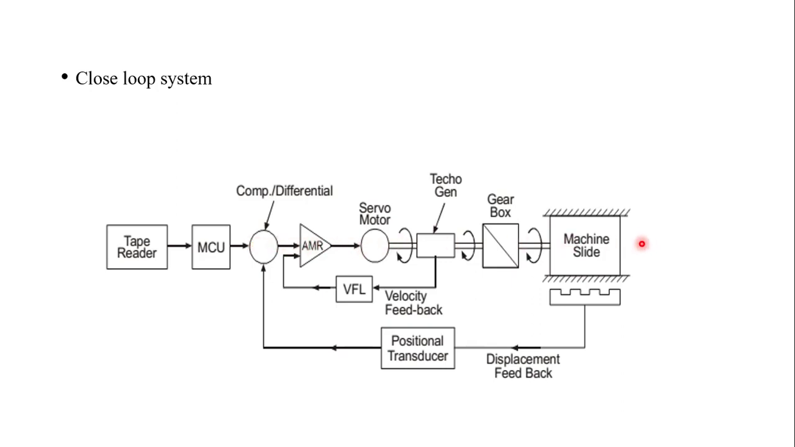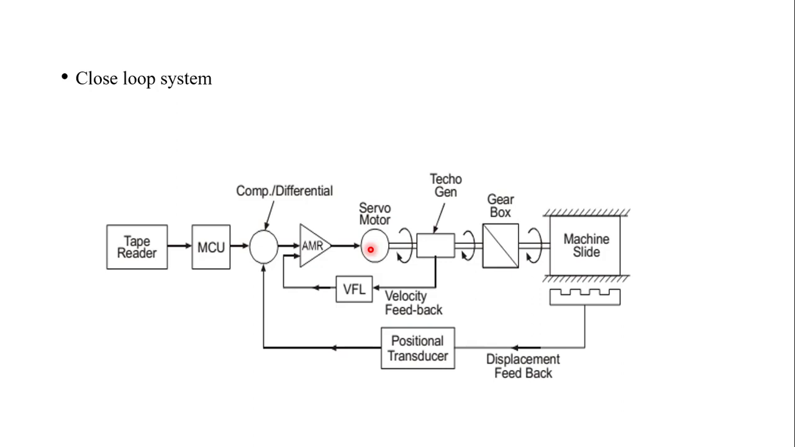So it has to move 1 mm ahead, 1 mm more, so it will be checked. Similarly, the velocity feedback has been checked. So this is your servo motor, rotation is checked over here through the tachogen, means your tachometer. Then the velocity feedback is given to the computer and the amplifier, then this again gives the command to the servo motor to vary its speed.